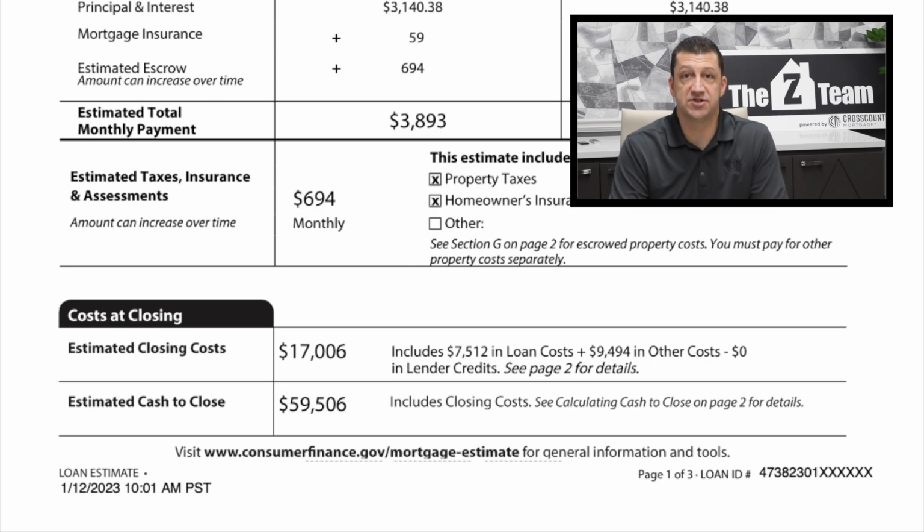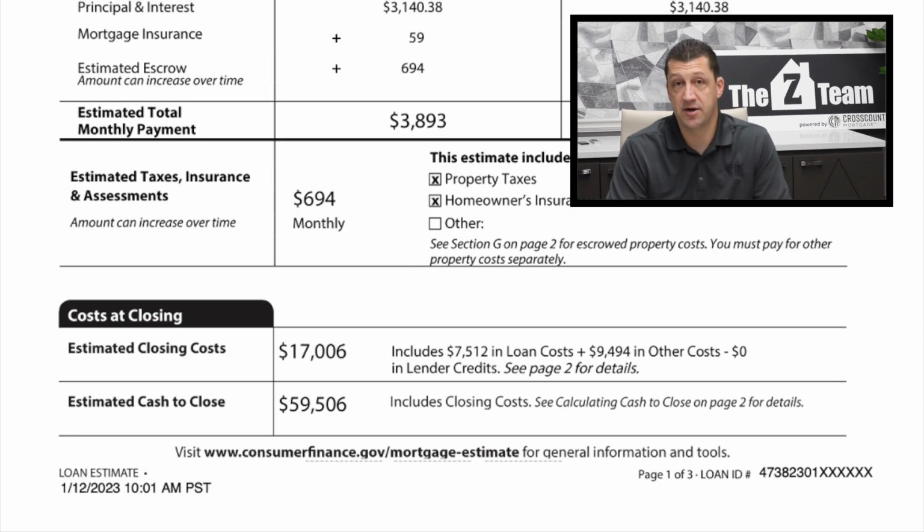So the last section on page 1 of the loan estimate talks about cost at closing. In the first block, you'll see estimated closing costs. And there's a very substantial large number there. That's the total cost. That includes loan cost, other cost, and whether or not there's any lender credits. Don't freak out. We're going to cover this more in page 2.